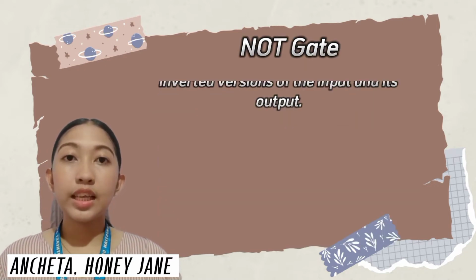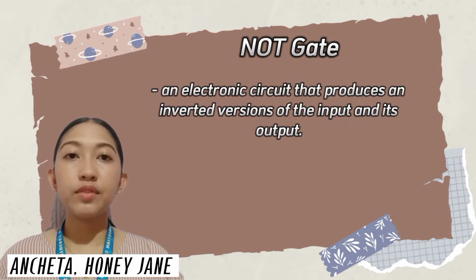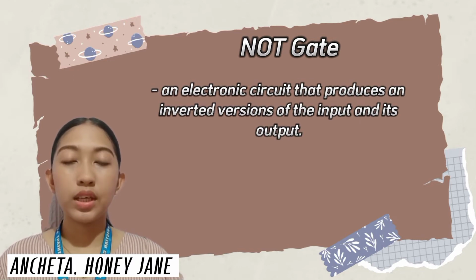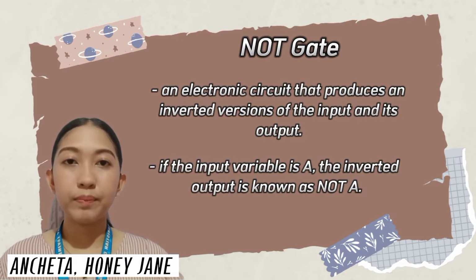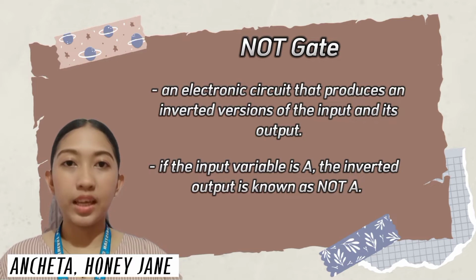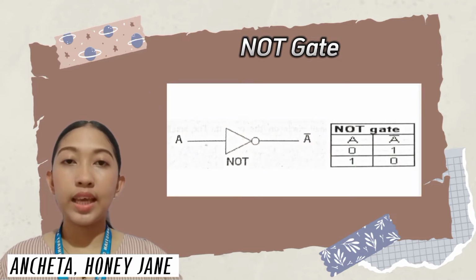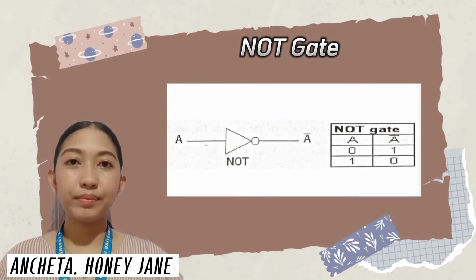The NOT gate is an electronic circuit that produces an inverted version of the input at its output. It is also known as an inverter. If the input variable is A, the inverted output is known as NOT A. This is also shown as A with a bar over the top.